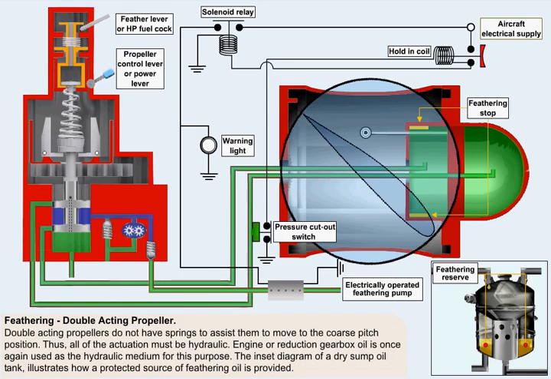Double-acting propellers do not have springs or gas pressure to assist in changing propeller pitch. Thus, all of the actuation, both to fine and coarse pitch, must be hydraulic. Engine or reduction gearbox oil is once again used as the hydraulic medium for this purpose. The inset diagram of a dry sump oil tank, which you may remember was used previously in the lesson on engine lubrication, illustrates how a protected source of feathering oil is provided.